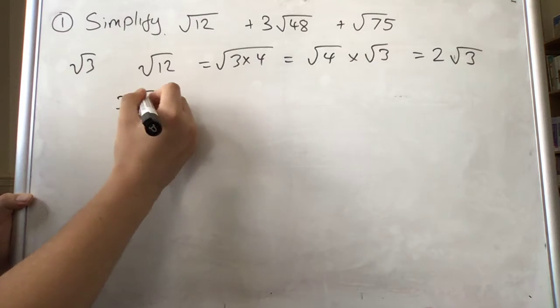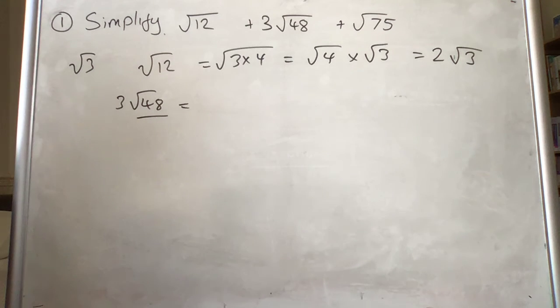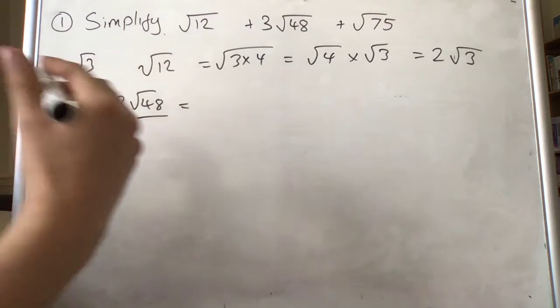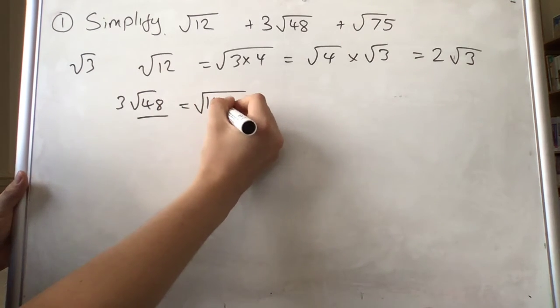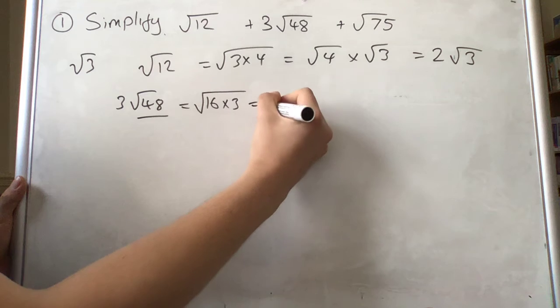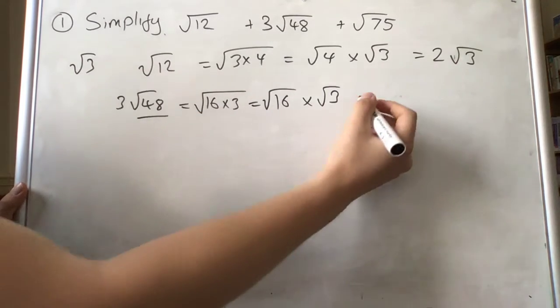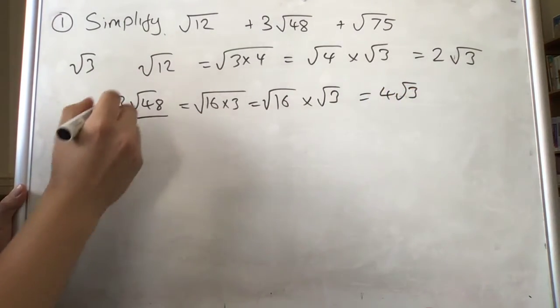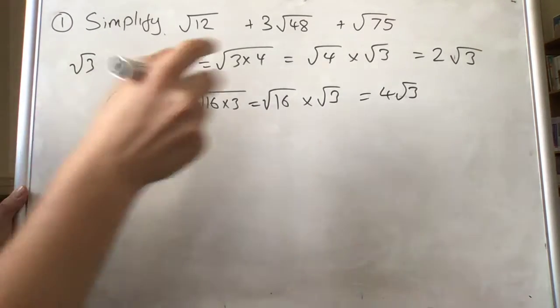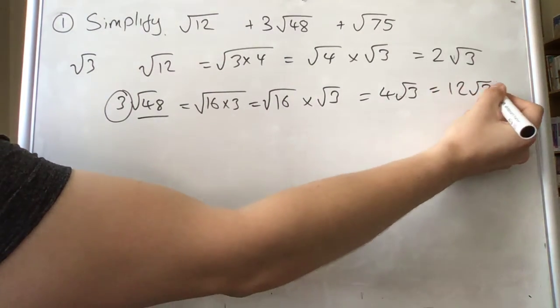We've got 3 square root of 48. Now, we want to focus in on the square root of 48, but don't forget about the 3 here, okay? So how can we break this down? We want the square root of 48 divisible by 3, and 48 divided by 3 gives us 16. So we can write the square root of 16 times 3. And again, we're going to split this into two separate surds, or square roots: the square root of 16 times the square root of 3. And the square root of 16 is equal to 4, so that gives us 4 square root of 3. But don't forget about the 3 that we left out over here. So let's multiply 4 square root of 3 by 3, and that gives us 12 square root of 3.